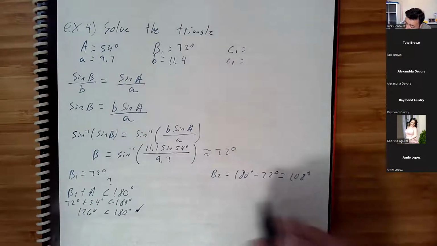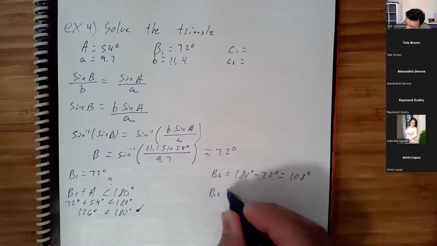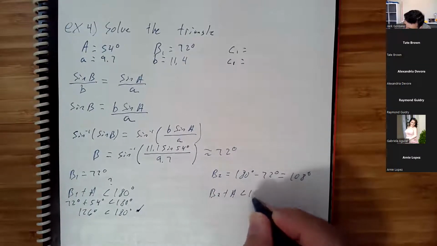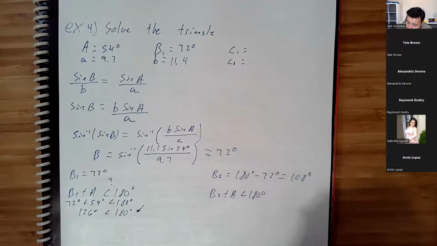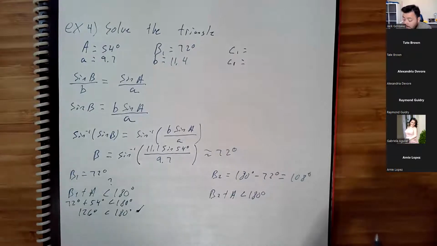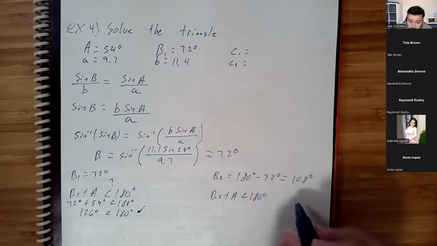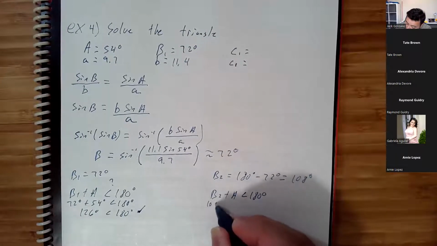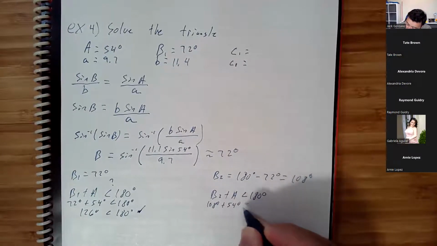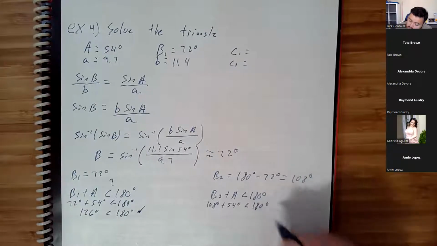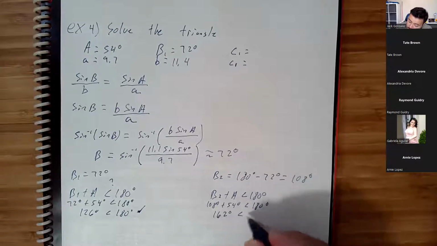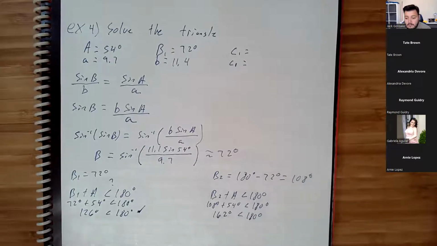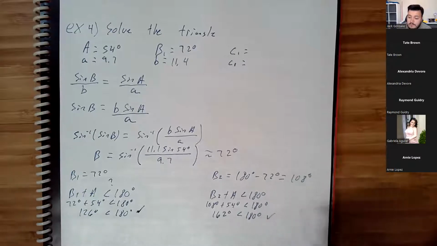So now I'll go to the 108 and do the same. Is B2 plus A less than 180? So we should technically do this every time just for the practice, but we didn't do it in the last two examples. So this will be 108 plus 54. Right? Is that still less than 180? That's going to be 162. They're both great.